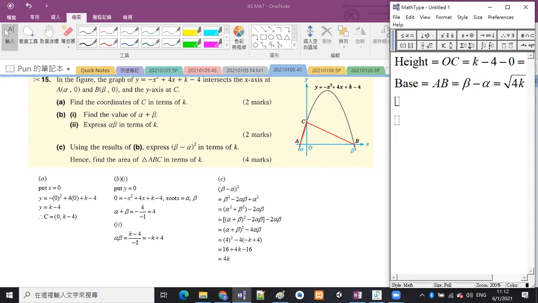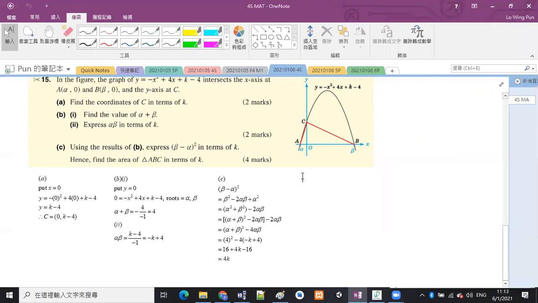Now we have expressed the base and height both in terms of k, and then we can find the area of triangle ABC in terms of k. That is half times base, where the base is 2 root k, times the height, where the height is k minus 4. The 2 and 2 will be cancelled, so what's remaining is just square root k times k minus 4. So that is the answer. It is in terms of k already.